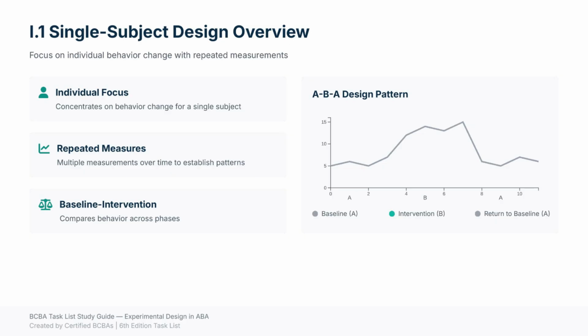Third is the baseline intervention comparison. Typically, we begin with a baseline phase, labeled A, where no intervention is introduced. Then we introduce the intervention phase, labeled B. In some cases, the design returns to baseline, creating the classic ABA pattern.